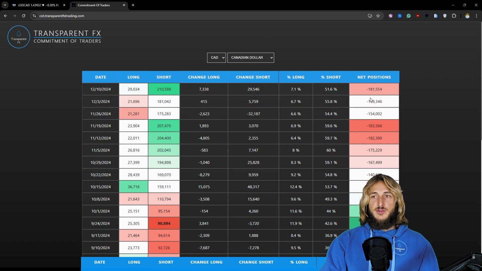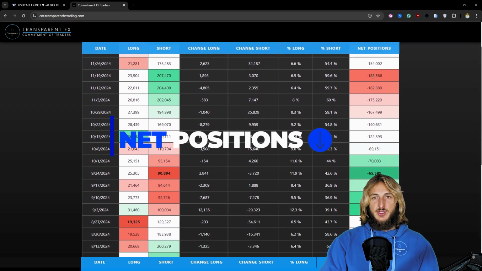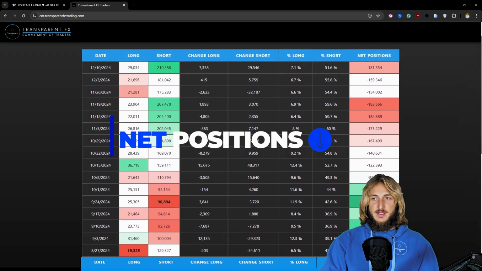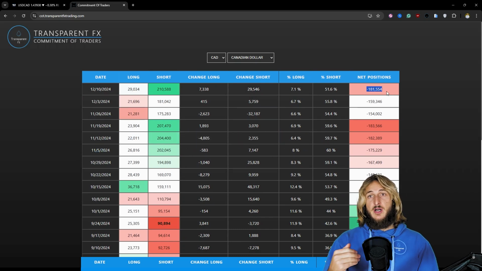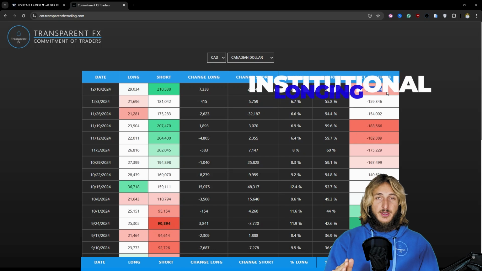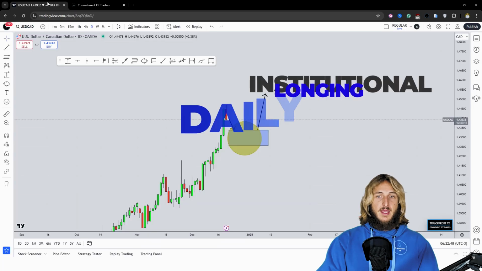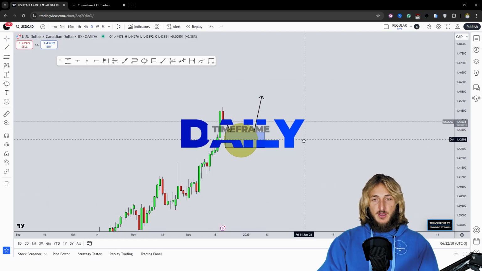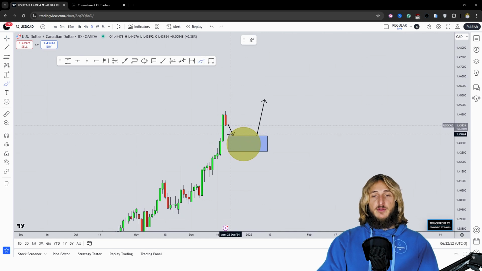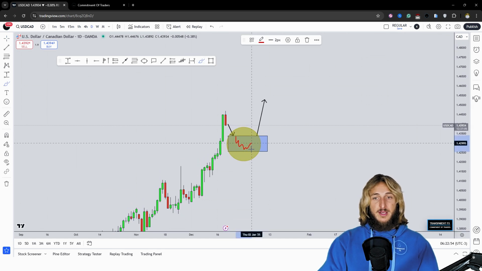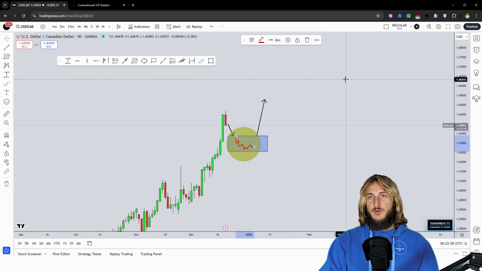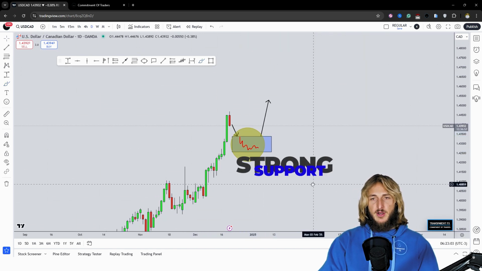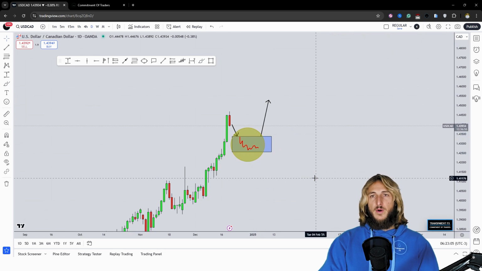So if institutions are massively decreasing their net positioning on the CAD, going from minus 65k to minus 181k, it means that institutions are shorting the CAD, therefore they're longing USD CAD, therefore making it stronger. So if the market will now correct to this area, there is a good probability to see even more institutional shorting of the CAD, which actually means longing of USD CAD, which could potentially make it even stronger. So if the market would correct to this zone, what would I expect?